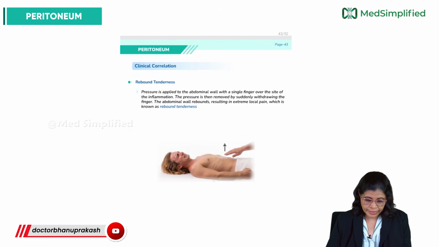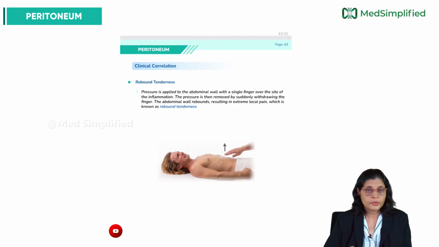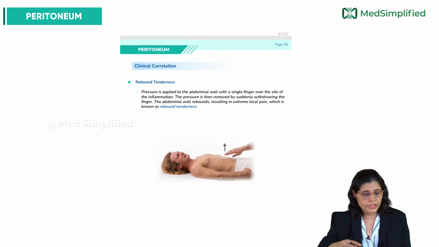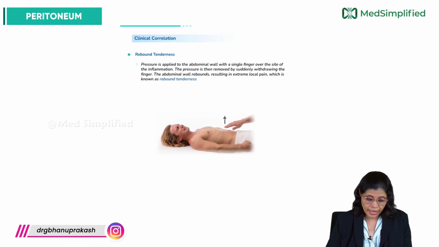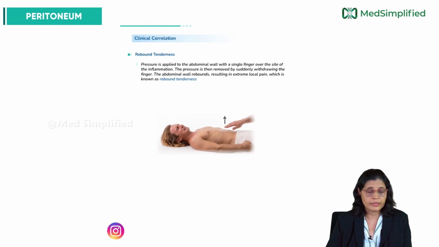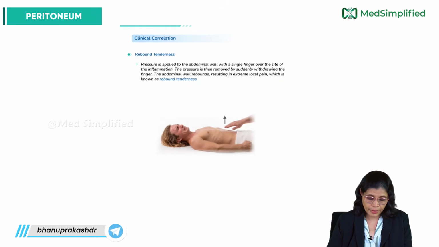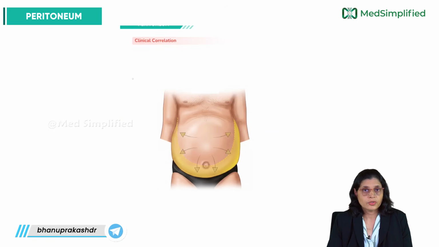So pressure applied to the abdominal wall: if there is an infection at a particular site and we apply pressure with the finger over the site of inflammation, and suddenly when we remove the hand or the finger, it will cause tenderness, or the pain will increase at the local site of infection. That is called rebound tenderness.